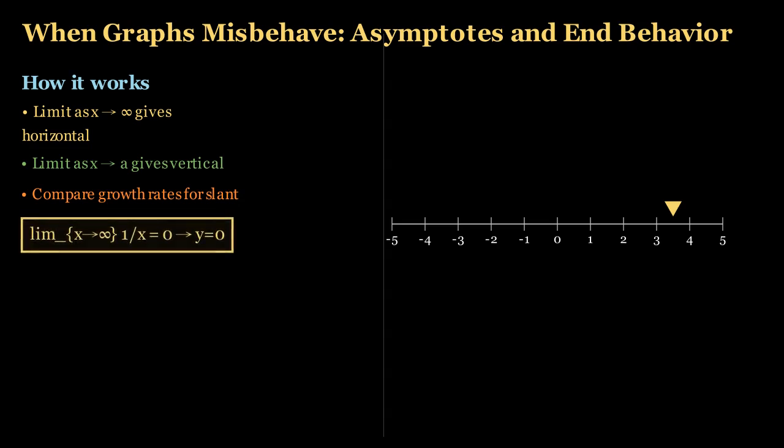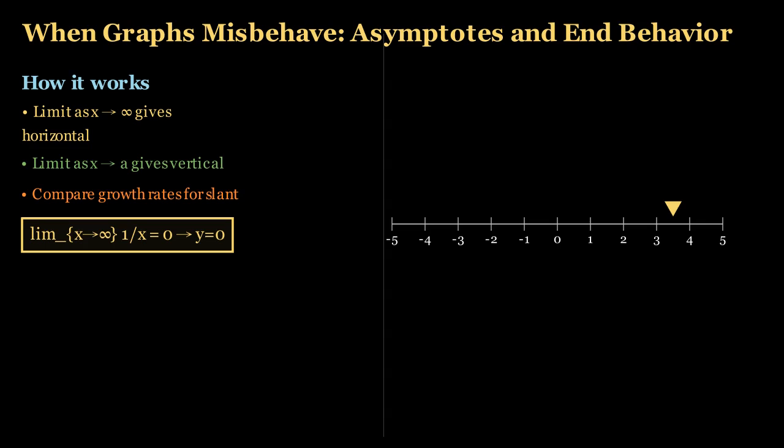For a slant asymptote, which occurs when the numerator's degree is exactly 1 more than the denominator's, we compare growth rates by doing polynomial long division. The quotient, ignoring the remainder, gives the line the graph hugs at the extremes.